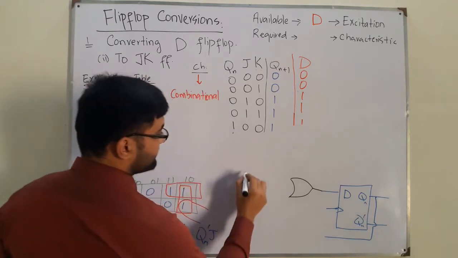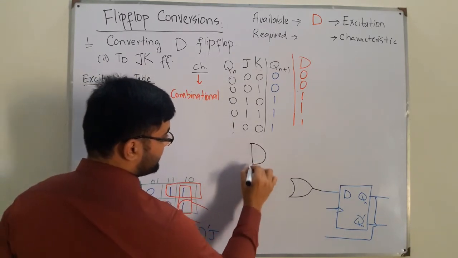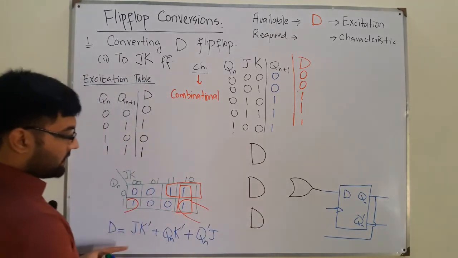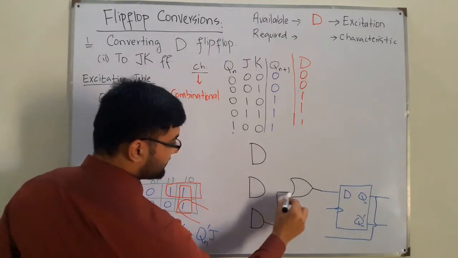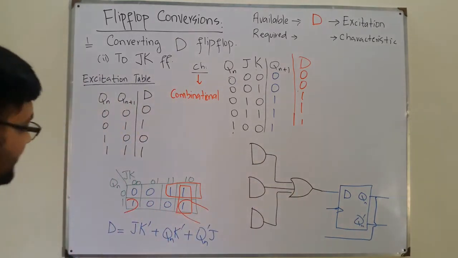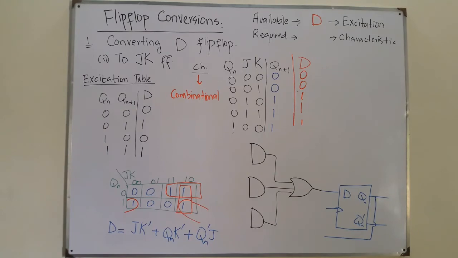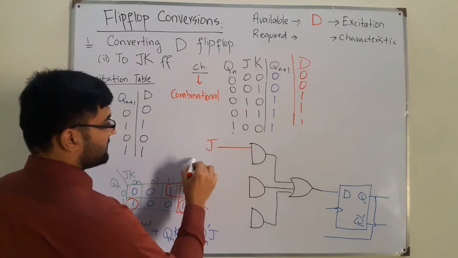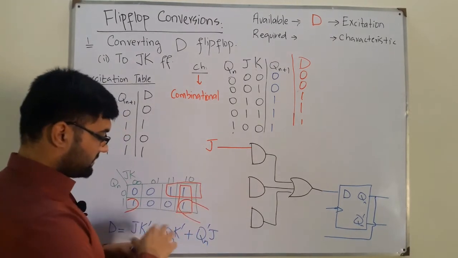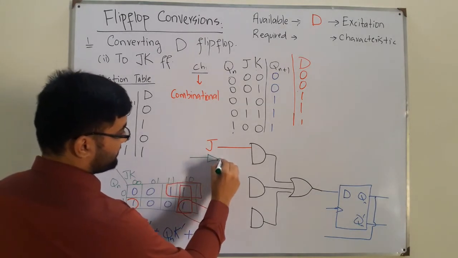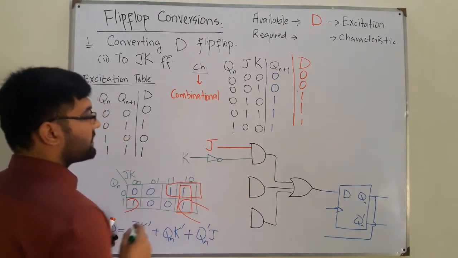And three AND gates are required. So this is the first AND gate. This is the second AND gate. This is the third AND gate. They are ORed together then. So let's say this is the OR operation. Fine till here. Now to the first, you have a J and a K complement. So if this is J and K is, let's say, with the green color. But you need a K complement in this case. So this is K. All right.